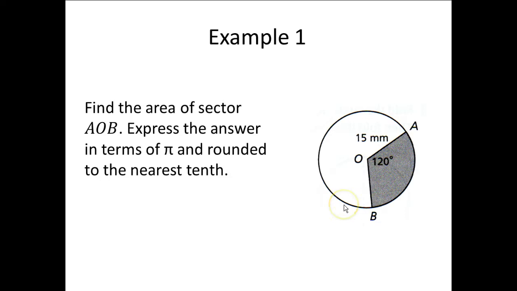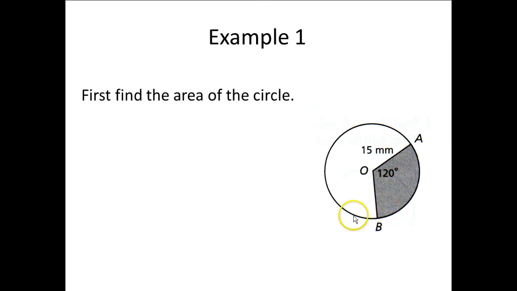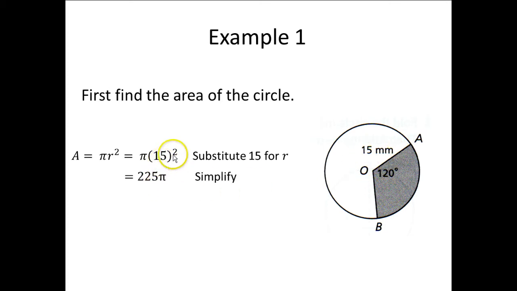So suppose I wanted to find the area of sector AOB. We're going to express our answer in terms of pi and then round to the nearest tenth. The first thing I want to do is find the area of the entire circle. Well, the area of any circle is given by pi times the radius of the circle squared. They give us that the radius is 15 millimeters, so I substitute this into my expression for the area. Of course, 15 squared is 225, so I get that the area of the entire circle is 225 pi millimeters squared.